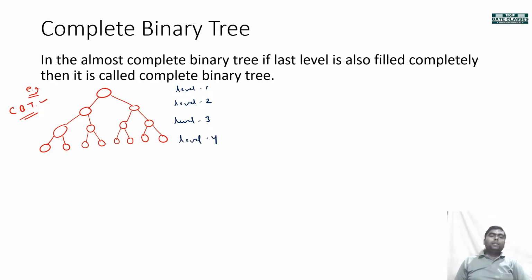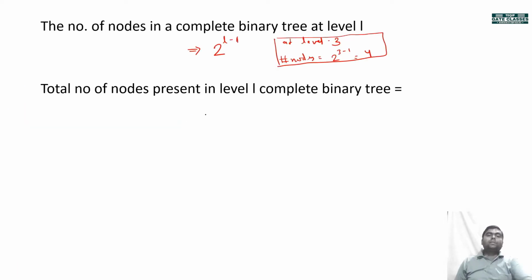So at level 3, how many nodes are there? See, 1, 2, 3, 4 nodes are there. That's why this is the proper answer. So at level 3 there are 4 nodes. At a particular level L, how many nodes are possible? 2 raised to the power L minus 1. So this is an important formula.